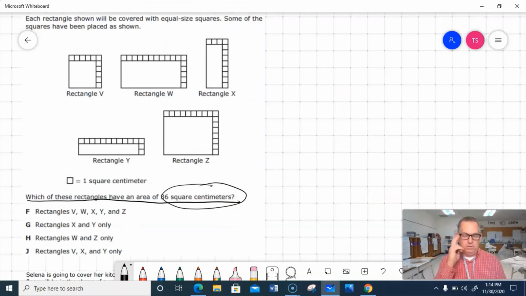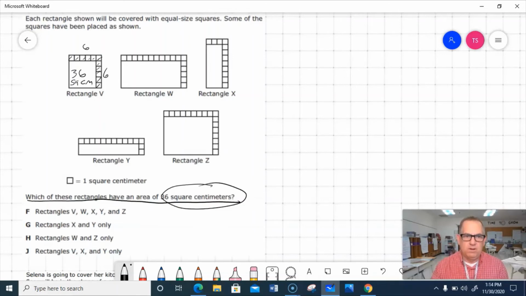So what we need to do on this, we need to go ahead and figure out what the area of each one of these rectangles is. So what is the area of rectangle V? Okay, well, let's check and see. So it looks like it's 1, 2, 3, 4, 5, 6. So it's 6 by 1, 2, 3, 4, 5, 6. So 6 times 6 is 36. And that's square centimeters.